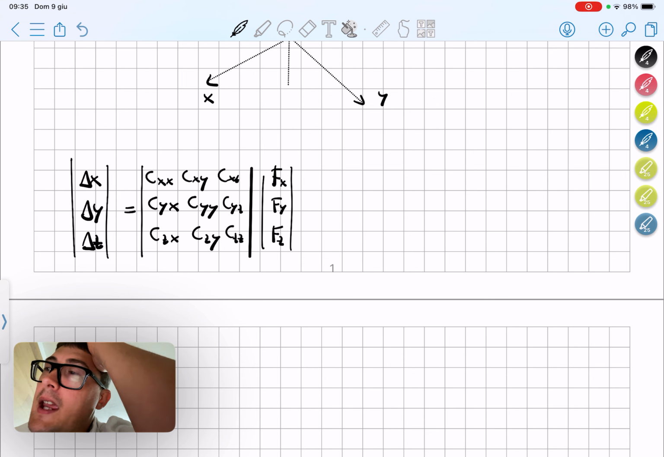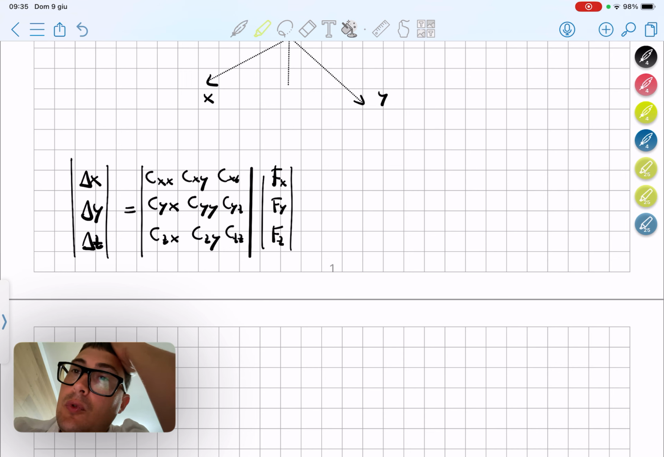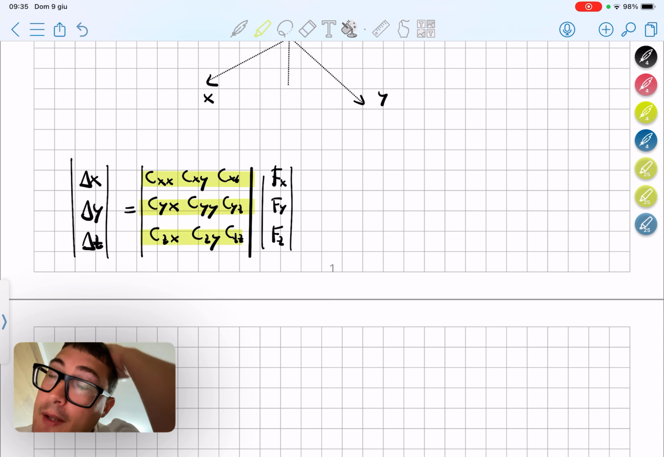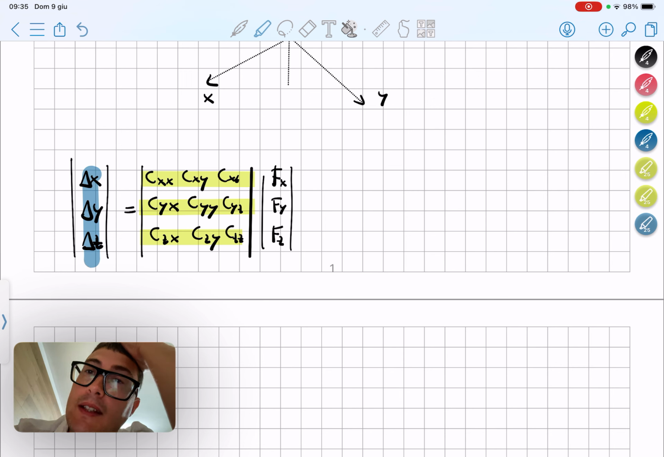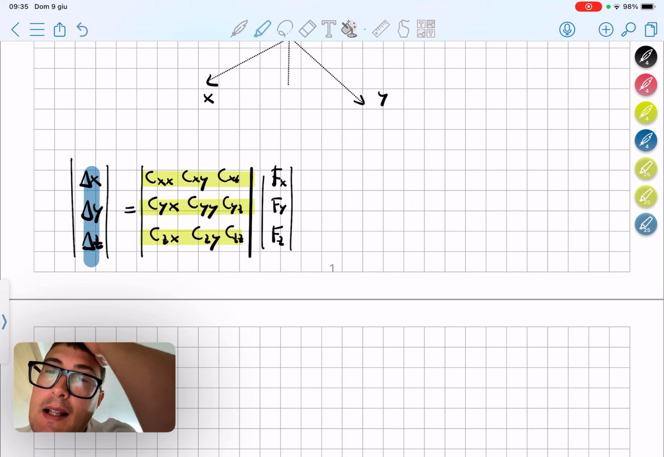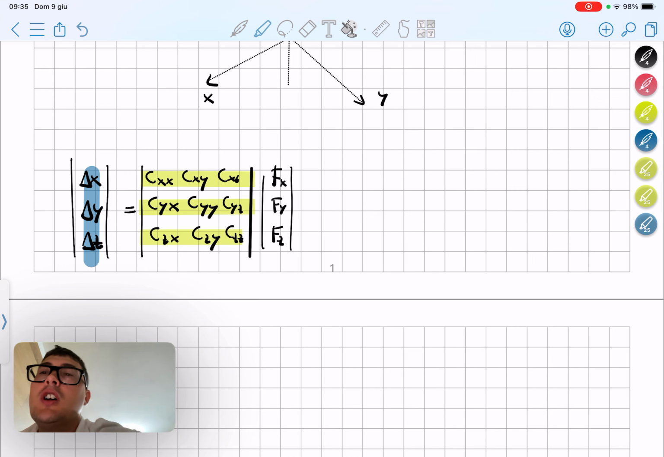If we are able to compute all these 9 coefficients, knowing the forces, we will be able to calculate precisely the displacement in the delta x, delta y, delta z directions. So our purpose here is to construct such an inverse stiffness tensor, the components of such tensor, and we will need to do it step by step, considering first one force, then the others.